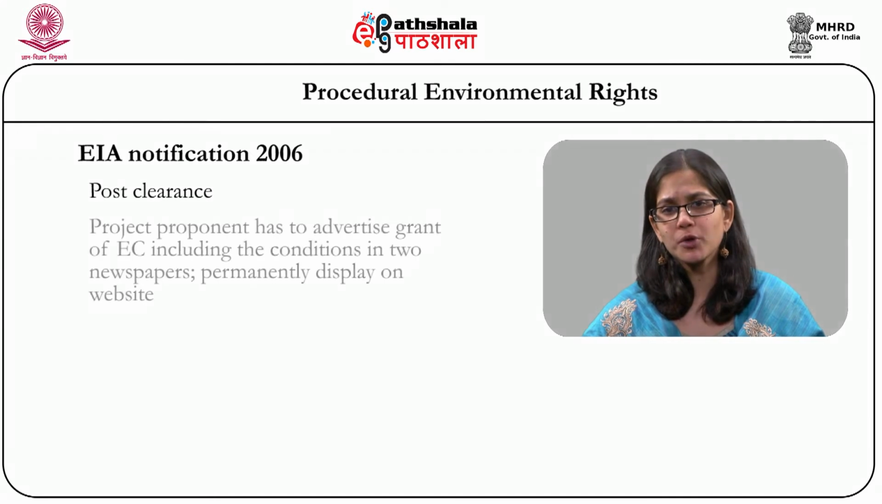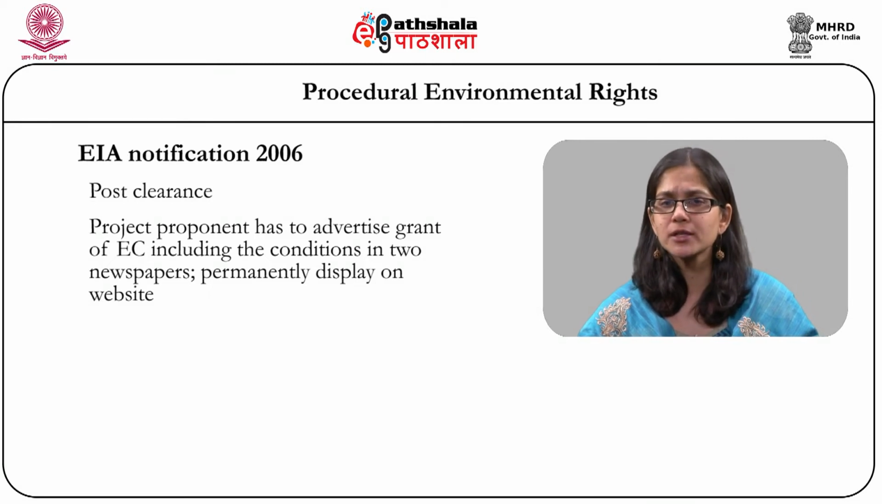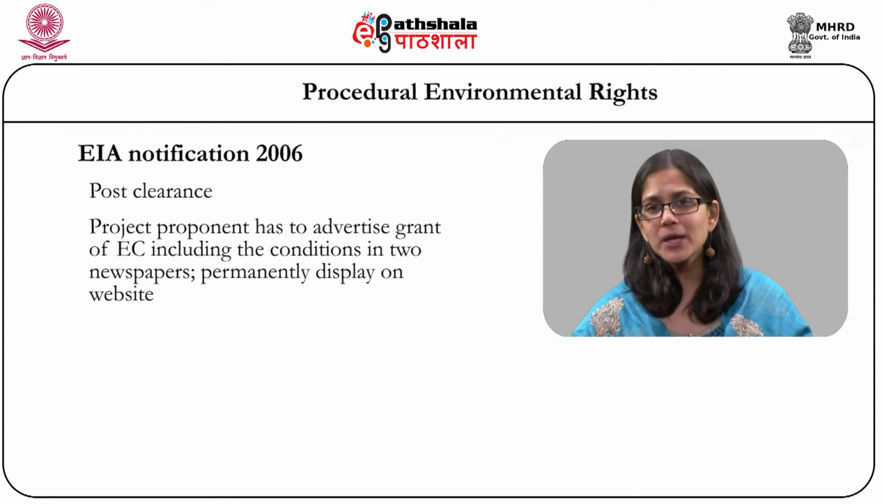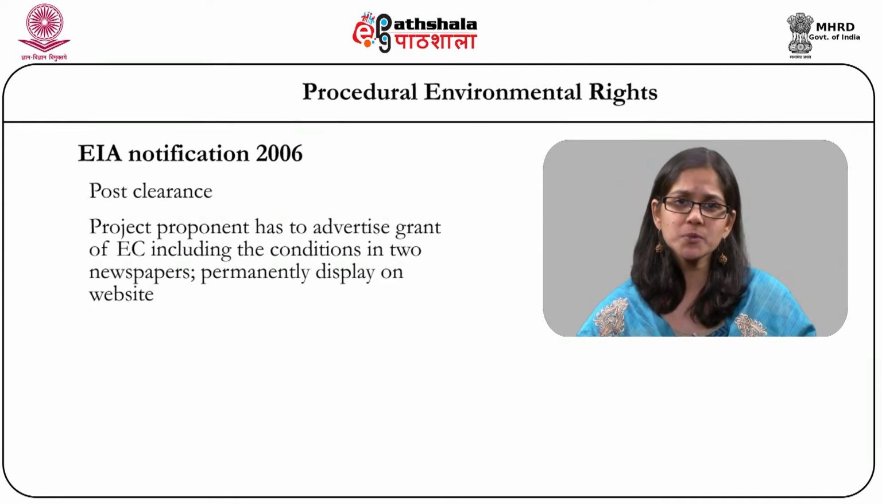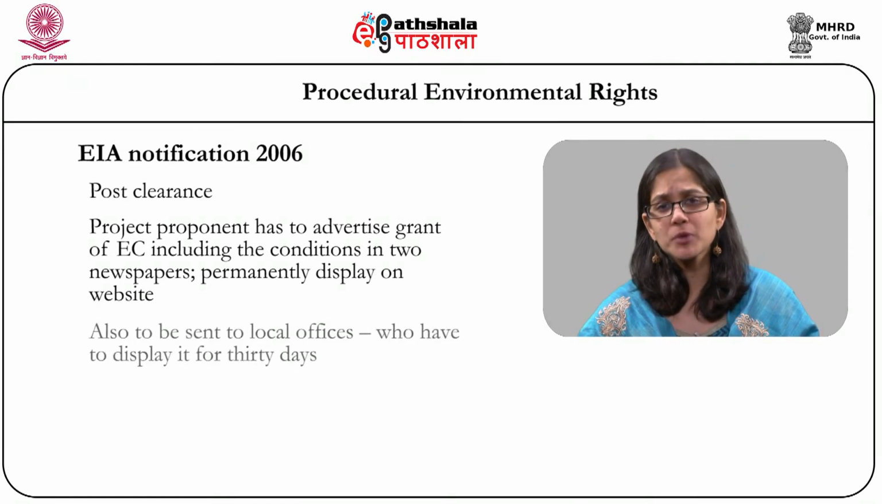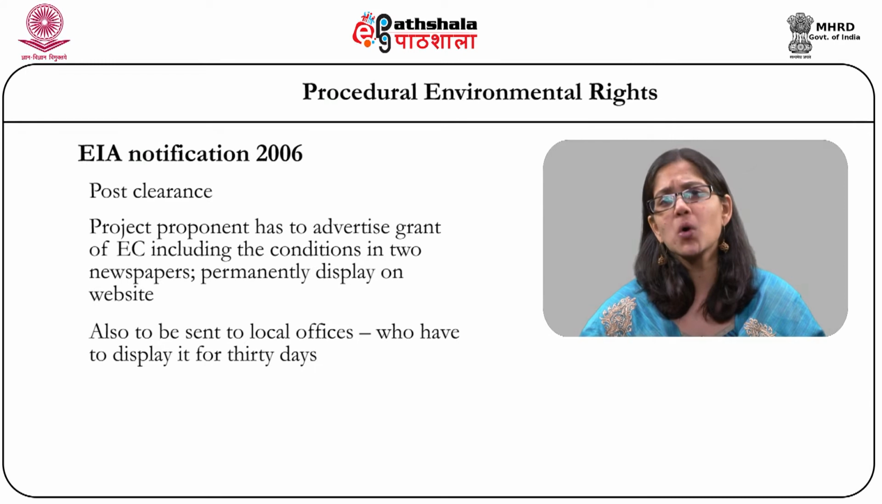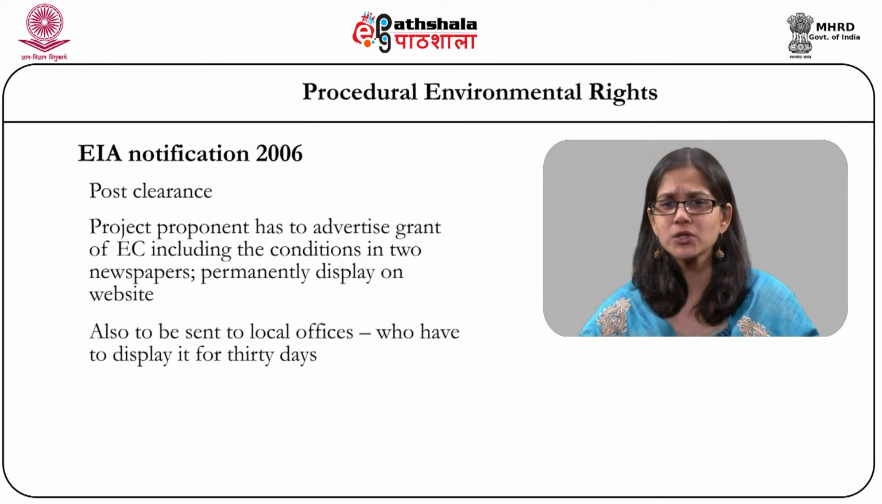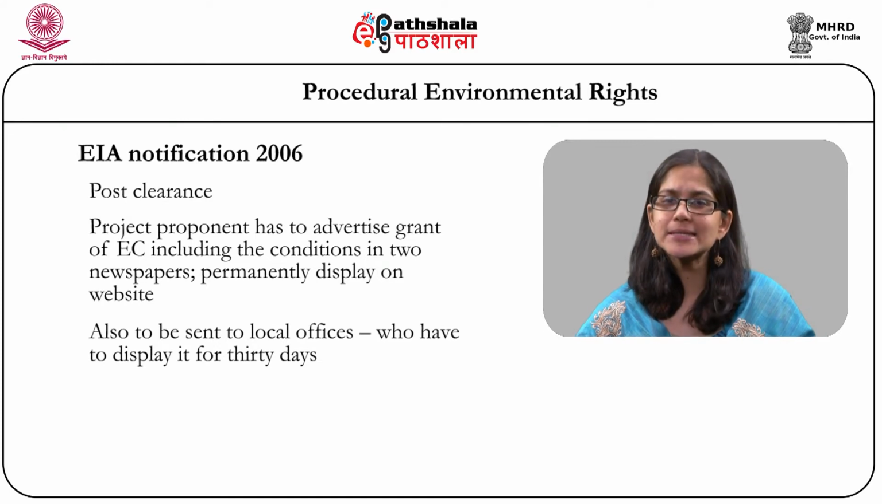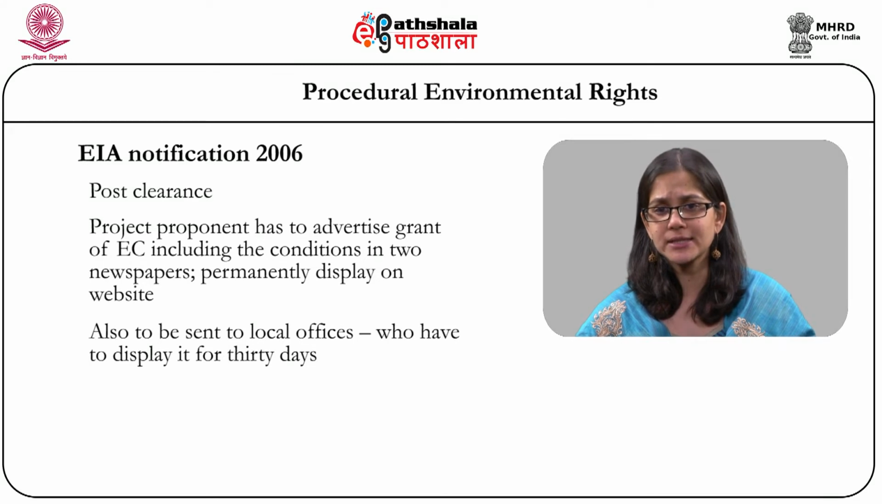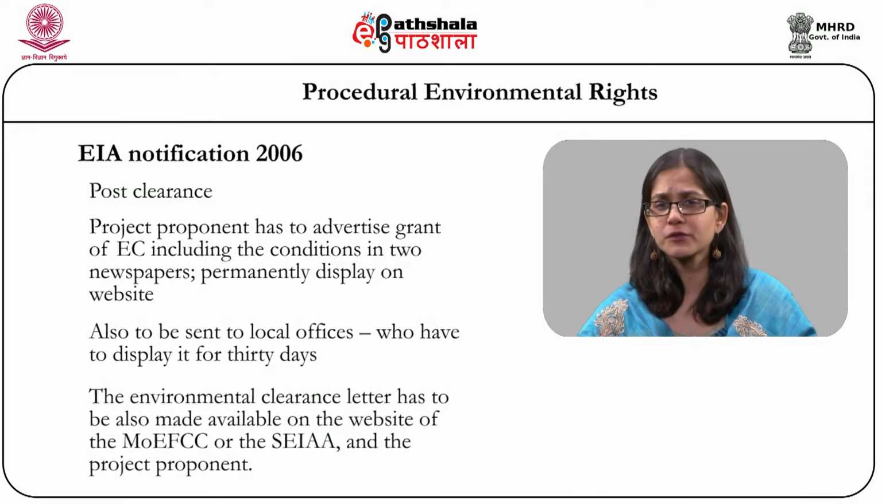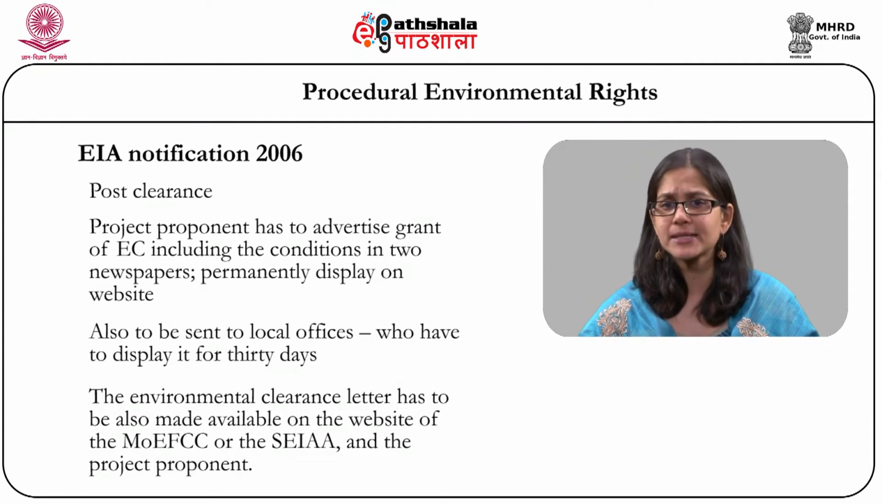The final example of the EIA notification and the right to information is actually once the environmental clearance is granted. There is a duty on the project proponent that once the clearance has been granted, it must advertise the entire clearance letter, including the conditions placed on it, on its website, as well as advertise it in 2 newspapers, one a regional newspaper and one an English language newspaper. It has to be also sent to the local offices such as that of the Gram Panchayat or the Zilla Parishad or the district administrative offices of the district collector. All these local offices which are in close proximity to the project site also have to be informed about these clearances and have to display the clearance clearly for 30 days at least. It has to be also made available on the website of the Ministry of Environment and Forest or the state level Environmental Impact Assessment Authority.